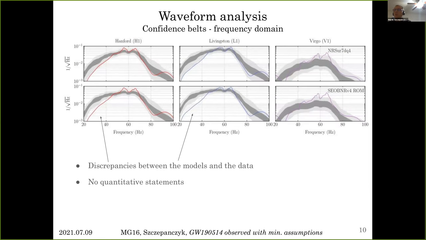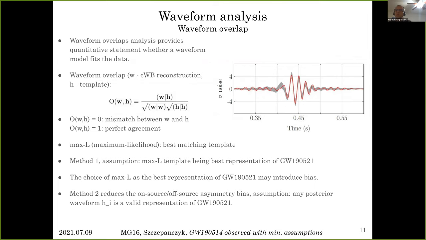So we do the same exercise in the frequency domain, and we see some discrepancies at low frequencies, and a little bit in other frequency ranges as well. So we see that there is some disagreement, but with this analysis we don't make any quantitative statements. We just show visually how well the coherent WaveBurst reconstruction fits the reconstruction of waveforms from certain models. So we do the waveform overlap analysis, which provides a quantitative statement on whether a waveform that we're analyzing fits the data.